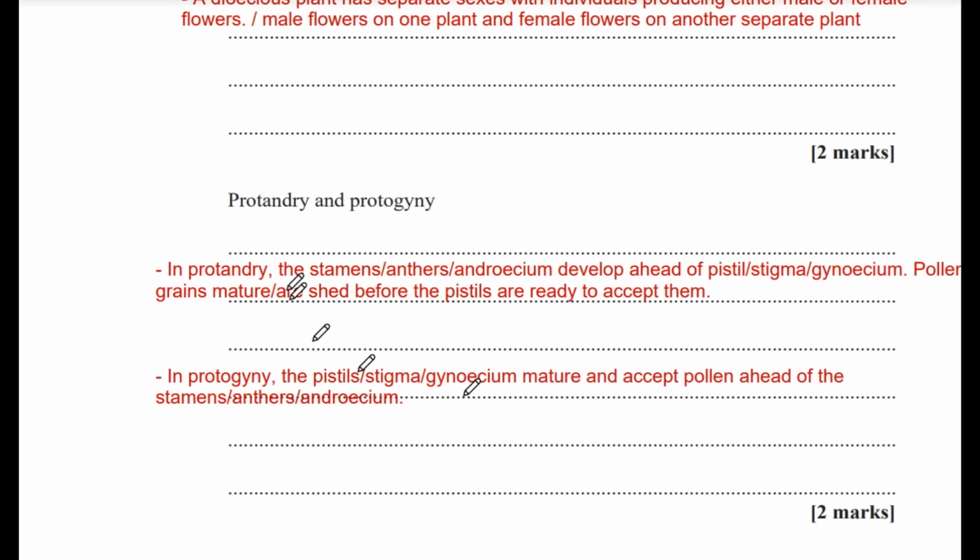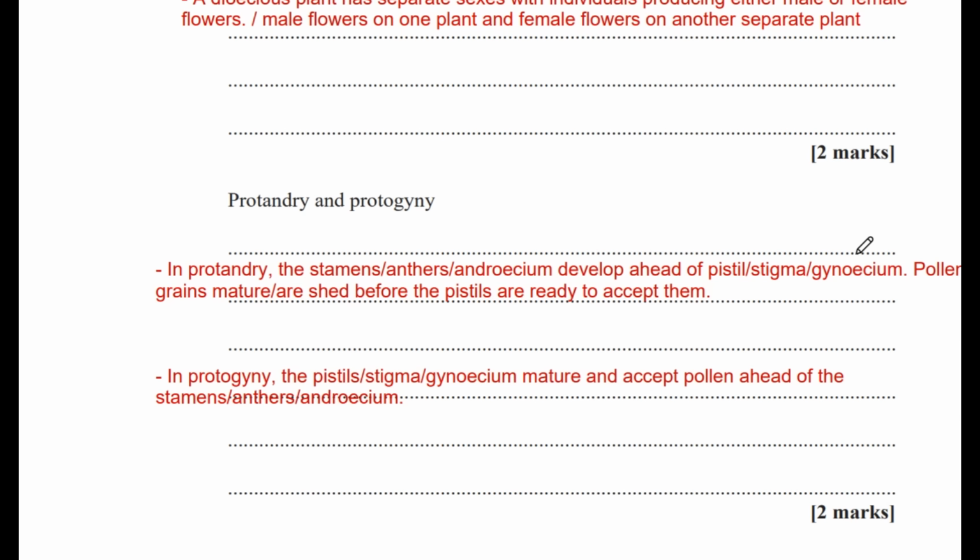So the next thing we have to compare here is protandry and protogyny. So pro, just to break down the word here, pro means before, right? Before. And andry, or andro, means male, gyne means female. So if you think about it, protandry means male is formed before. Protogyny means that female is formed before the male. So protandry basically means that the male parts, the stamens, anthers, and androecium, develop ahead of the female parts, the pistil, the stigma, the gynoecium. Or the pollen grains would mature and are shed before the pistils are ready to accept them.